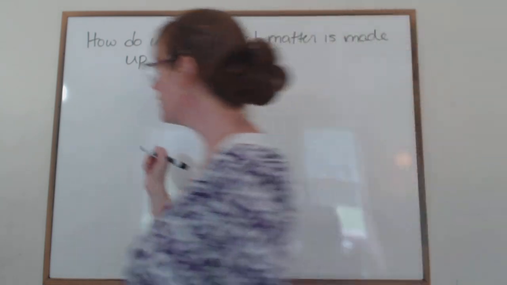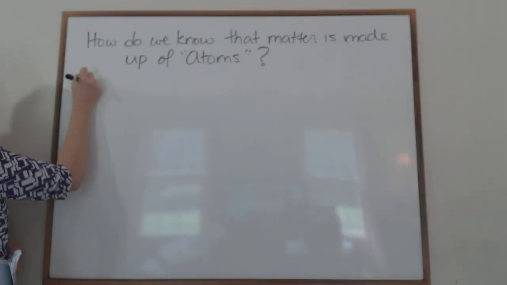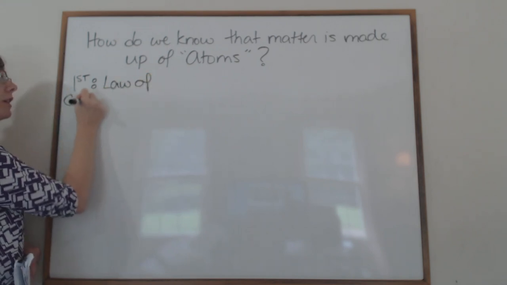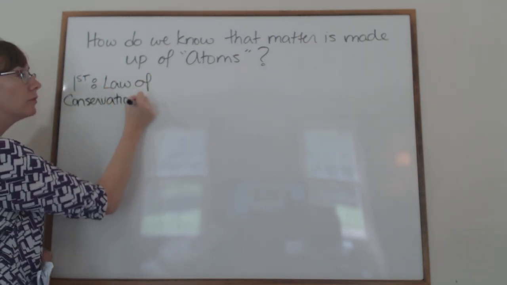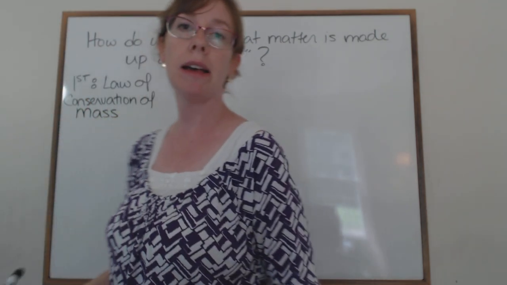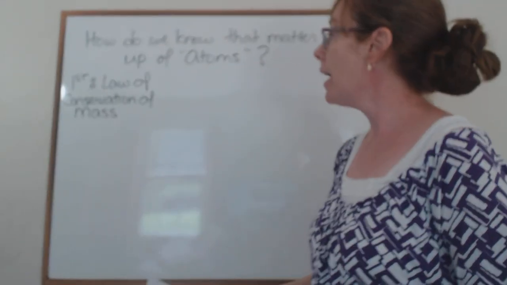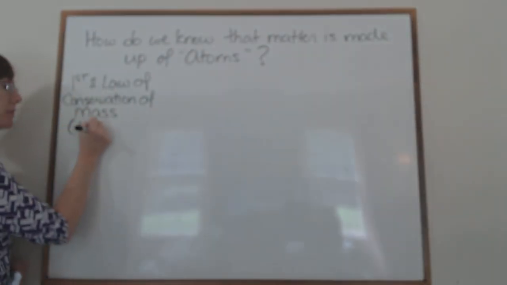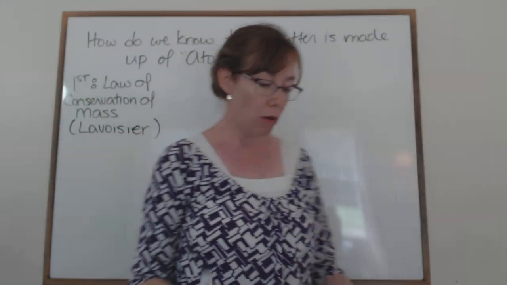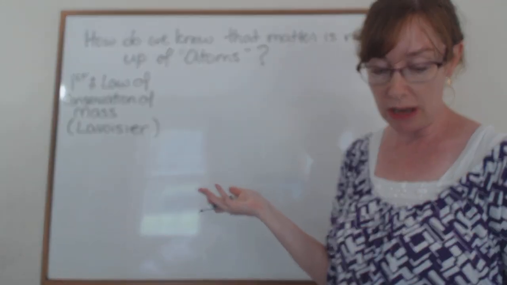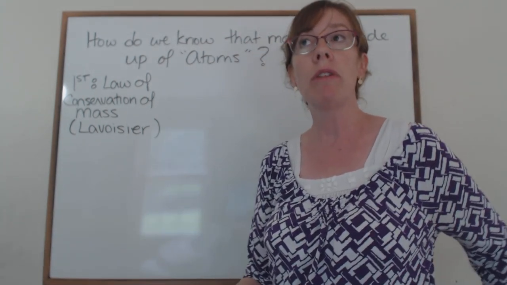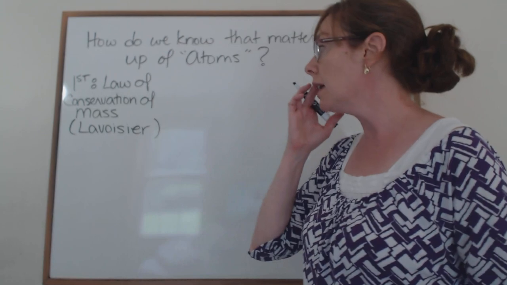So the first law, and these did come in order, was called the law of the conservation of mass. The law of the conservation of mass. And this law was discovered by Antoine Lavoisier, a Frenchman. I'm not going to need you to know the year. I'll tell you, you could jot it down because I did write it in my notes here. Late 1770s, so around the time of the Revolutionary War was this discovery.